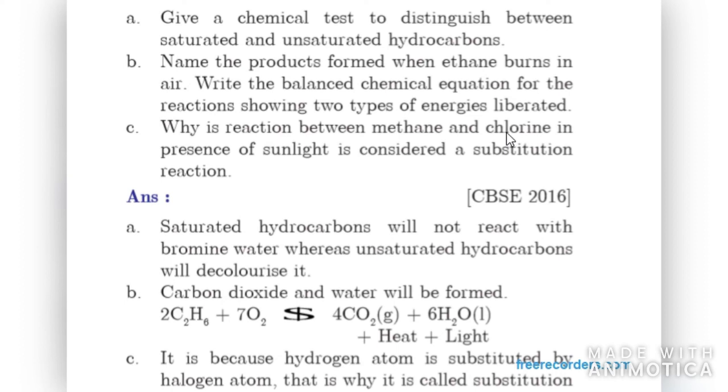Second one, name the products formed when ethane burns in air. So ethane when it burns in air, it will form carbon dioxide, it will form water, it will form heat and light too, and balance the equation.